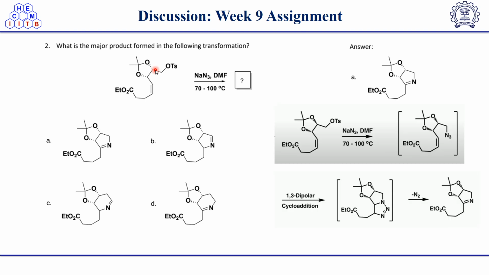So here, upon treatment with this sodium azide, this OTs group will be converted into this N3 and we will get this intermediate. Then it will not stop at this stage. It can undergo 1,3 dipolar cycloaddition to get this 5-membered ring, that is this triazole kind of compound, and then nitrogen extrusion from this compound will result in this particular product. So the correct answer will be option A.